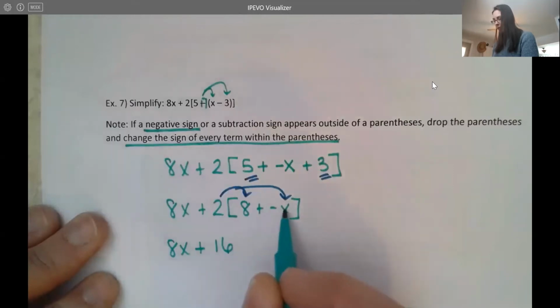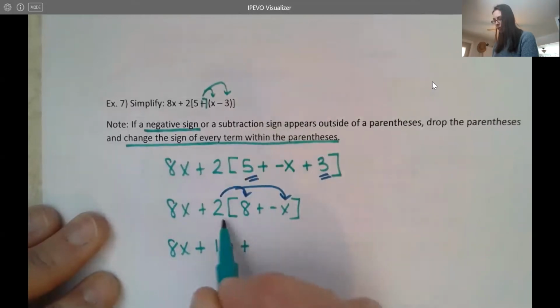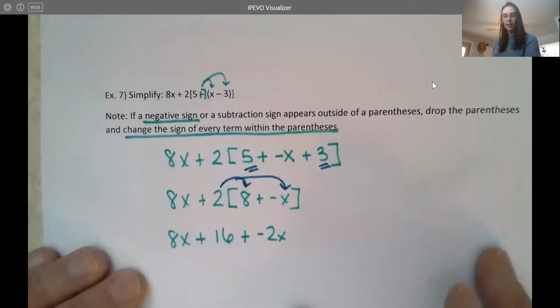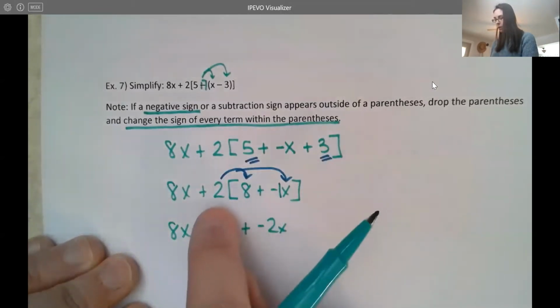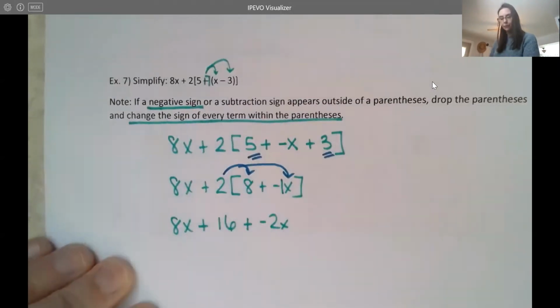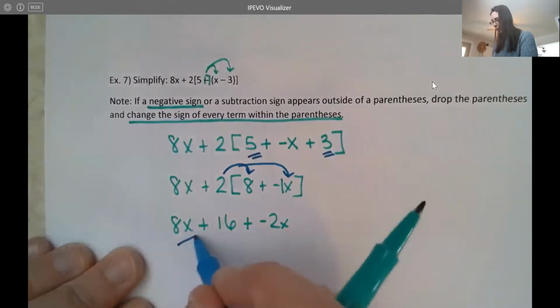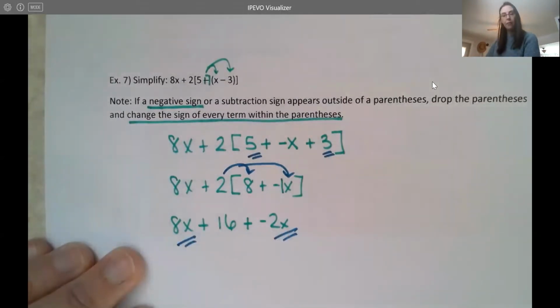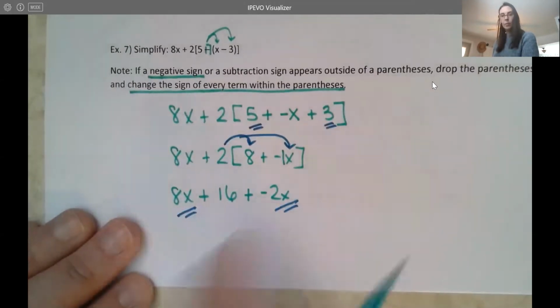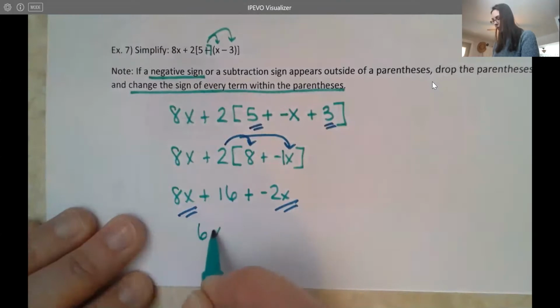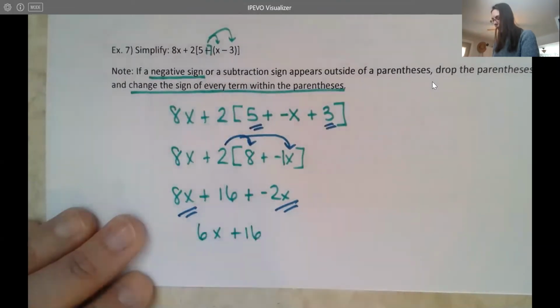And then 2 times negative x, so I can either write this as plus negative 2x, or if you wrote this as minus 2x, that is fine as well. Again, there is a 1 here, so if you're having trouble, put that 1 in. 2 times negative 1 is negative 2. Finally, I'll combine my like terms. 8 and negative 2 gives me positive 6, so this becomes a 6x plus 16. And we are finally done.